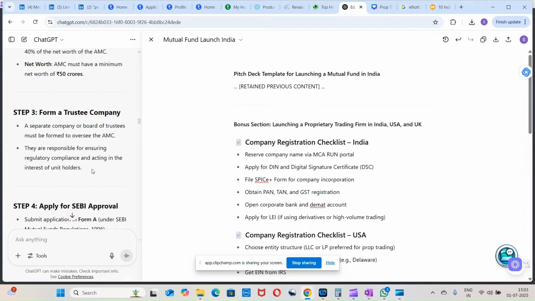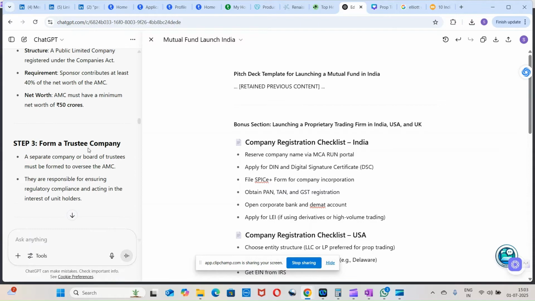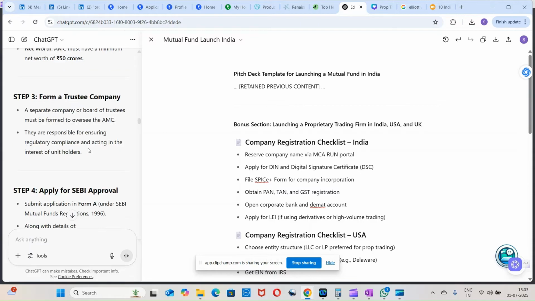Step three is to form a trustee company. A separate company or a board of trustees must be formed to oversee the AMC, the asset management company, and they are responsible for ensuring regulatory compliance and acting in the interest of unit holders. So first we formed the sponsor entity, then the AMC, and then the trustee company.